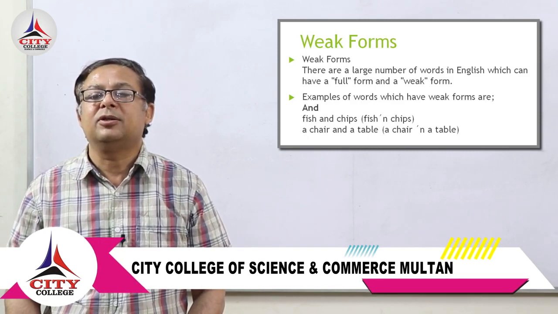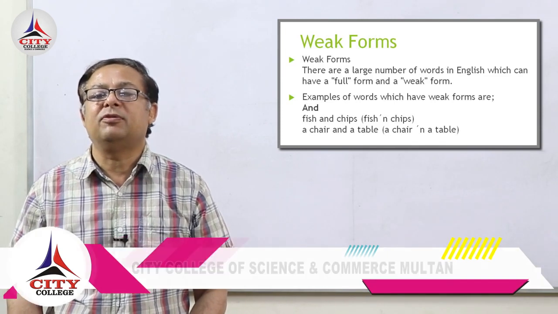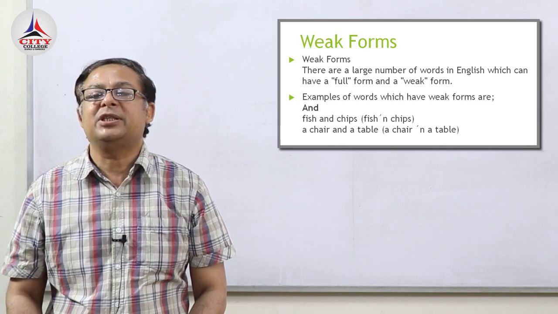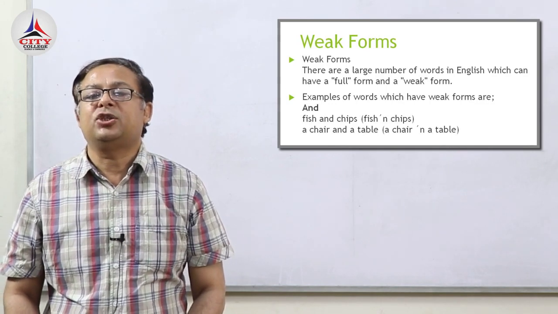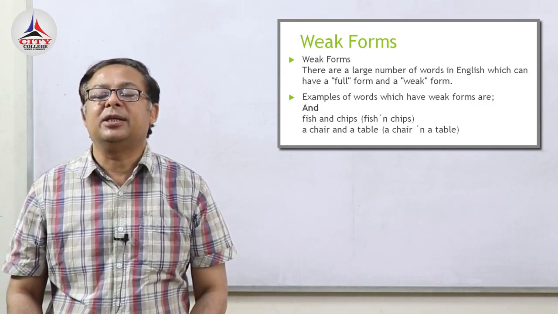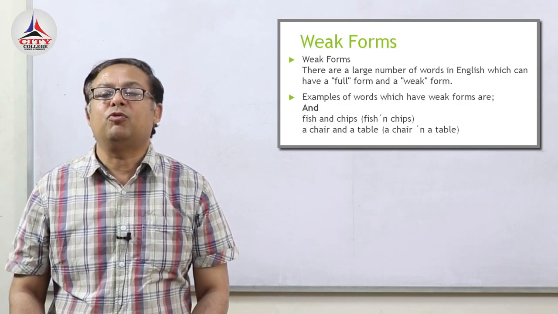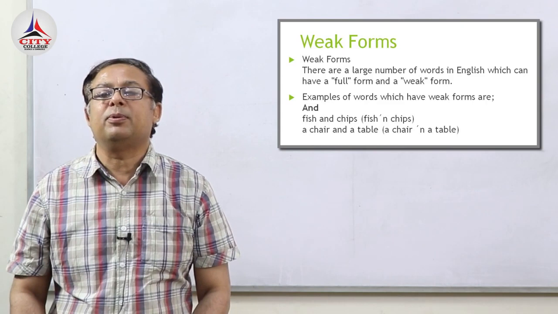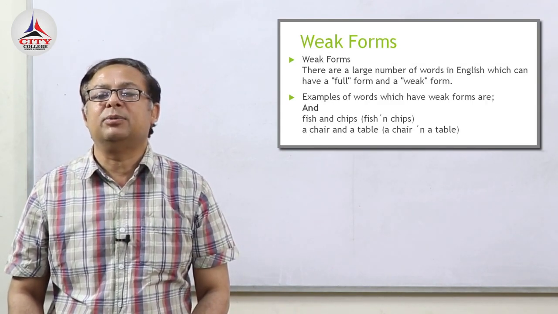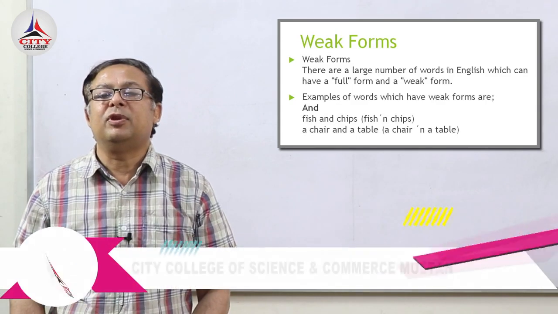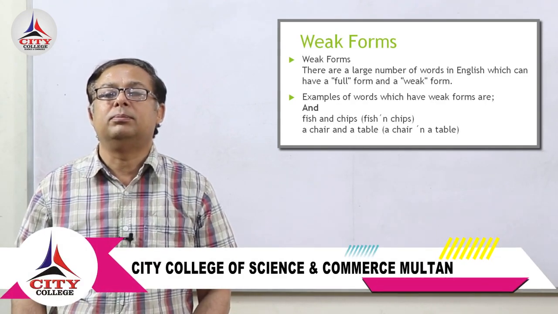So, "and" will be spoken as a weak form, it will be pronounced as "n": fish and chips. A chair and a table. In writing, this will be "a chair and a table", but when a native speaker pronounces it, he will be pronouncing it as "a chair 'n' a table". So, "and" will be pronounced as a weak form.